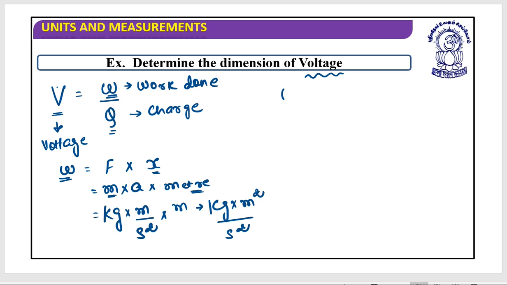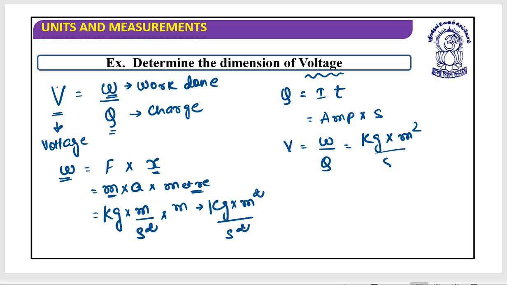Next, charge. Q is equal to IT. We have done this in the previous slide. So this is equal to ampere into second. Now turn to voltage, which is work done by charge. So work done, I can write like this: kg meter square per second square, multiplied by 1 by ampere into second. I hope these things are clear.